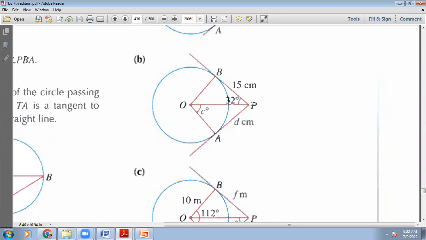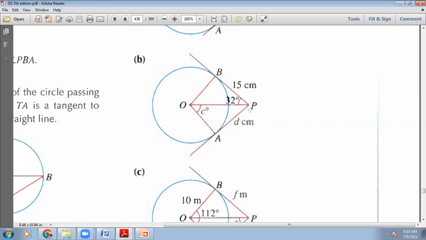BP is 15. From here to here, sorry, this angle is 32, and this angle is C. This is D. They want you to find out the C. If this is 32, this angle OPA will also be 32. This angle, you know, is 90. So C plus 32 plus 90 will equal 180. From there, we can find the value of C.